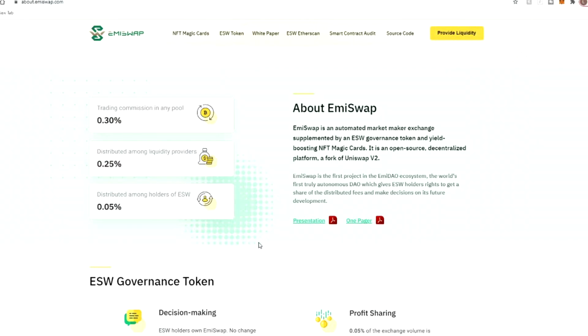So about EmiSwap. EmiSwap is an automated market maker exchange supplemented by an ESW governance token and yield boosting NFT magic cards. It's an open source decentralized platform, a fork of Uniswap version 2. From what I'm getting from this and what I know, with transactions on EmiSwap you will get your gas fees reimbursed as an ESW token, so you get money back, which is paid out in their own crypto coin. That's how it works.